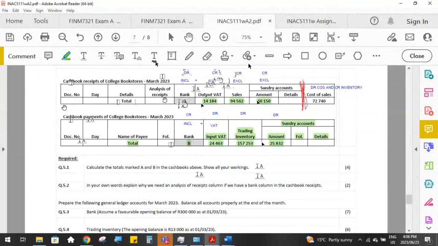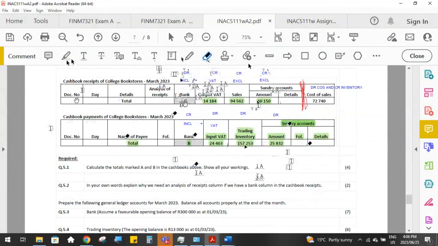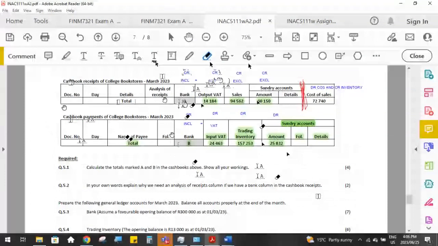There were surprisingly lots of errors on that one, which I must admit I was quite surprised by, because I didn't realize that students would not get this. It's quite a basic principle. With your journals, your main column equals the columns on the right-hand side, because it's the journal entry that we are producing. Here we are going to credit bank, debit input VAT, debit trading inventory, and debit all my sundry accounts.